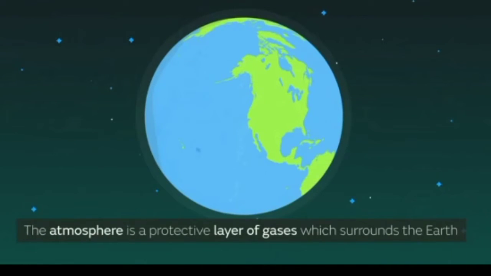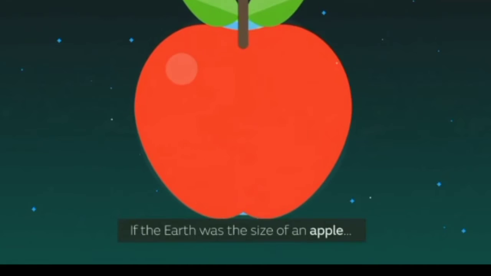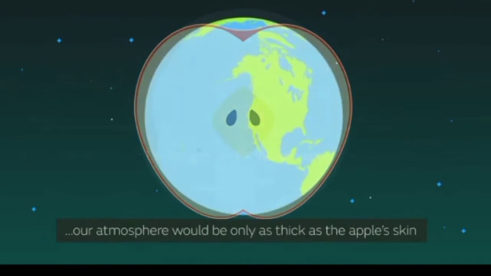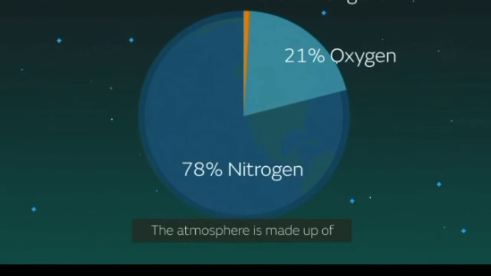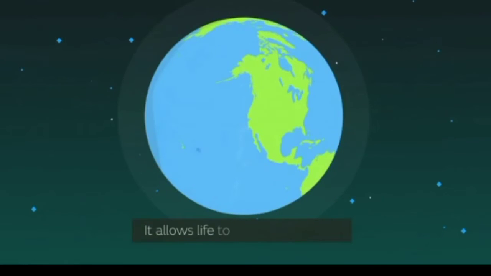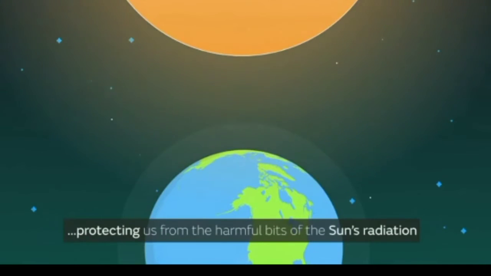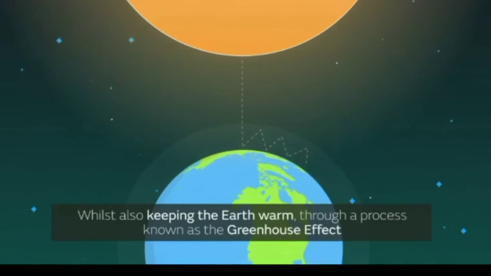The atmosphere is a protective layer of gases which surrounds the Earth. If the Earth was the size of an apple, our atmosphere would be only as thick as the apple's skin. The atmosphere is made up of 1% other gases, 21% oxygen, and 78% nitrogen. It allows life to exist on Earth by protecting us from the harmful rays of the sun's radiation, whilst also keeping the Earth warm through a process known as the greenhouse effect.